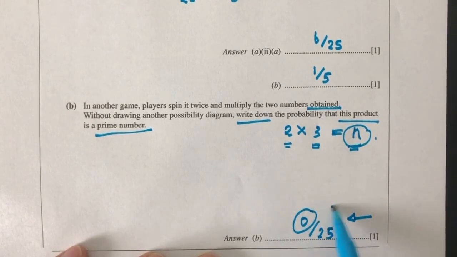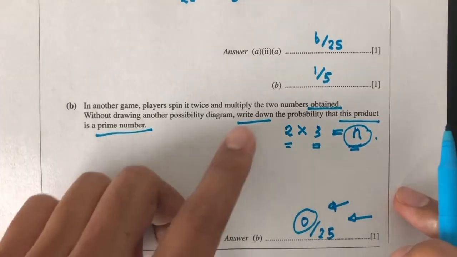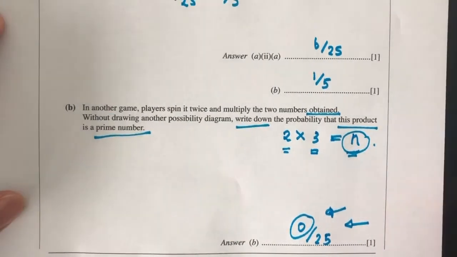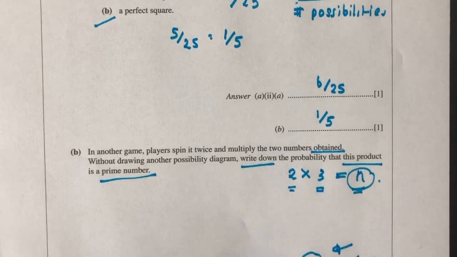So 0 is your answer for part B. That's why it's saying write down. It should be pretty easy. That's why your answer is 0 here.